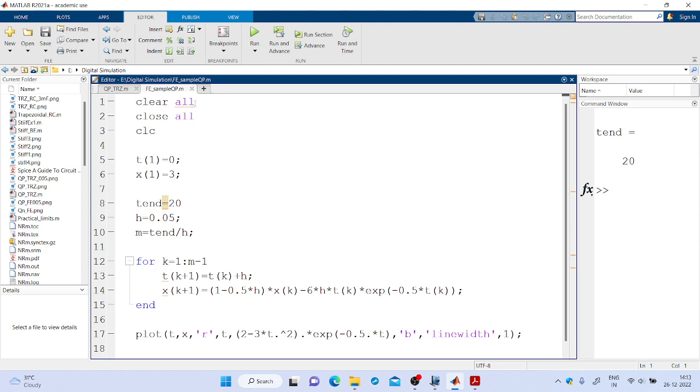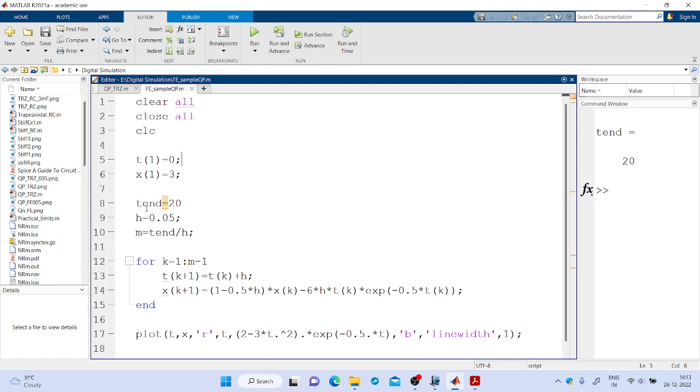Initially, clear all will clear all the variables in the workspace. Then close all will close all the figure windows which are opened, and clc will clear the command window. Then t is the t variable. Initial value of t is 0, so t of 1 equal to 0 and x of 1 equal to 3. This is the initialization, the initial condition.